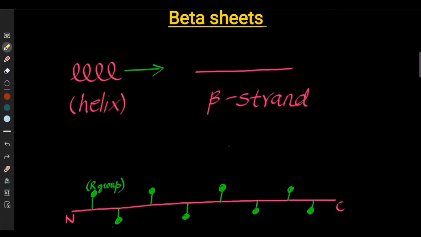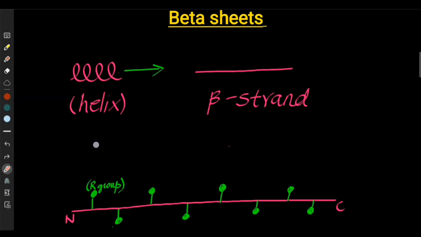Hi everyone. So in this video we're going to learn about beta sheets. In our previous video we learned about the alpha helix structure of the protein, and now we're going to learn about beta sheets. As we know, the alpha helix structure was a very highly coiled structure, a compressed structure, right?